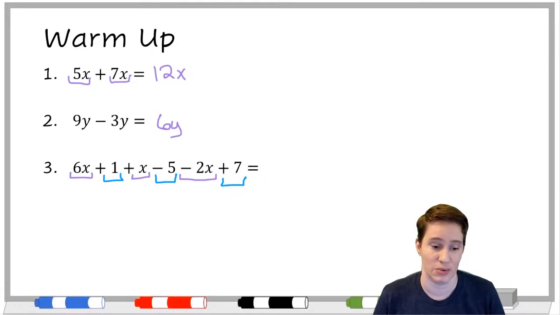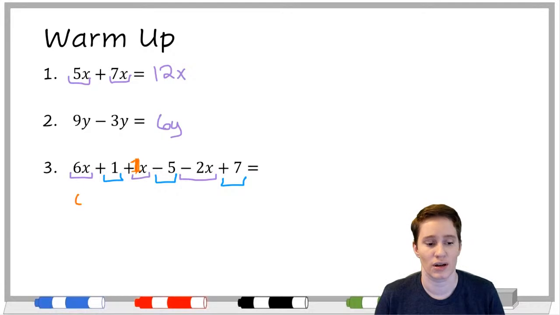Another thing to mention real quick is this plus x right here is a 1x. We'd put a 1 in front of x right here. This is a 1x. All right, that's a really terrible looking 1, but it is a 1 nonetheless. So we're going to do 6x plus 1x, that is 7x. And then we're going to do 7x minus 2x.